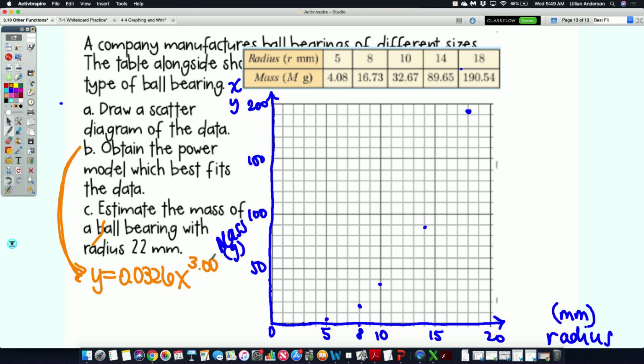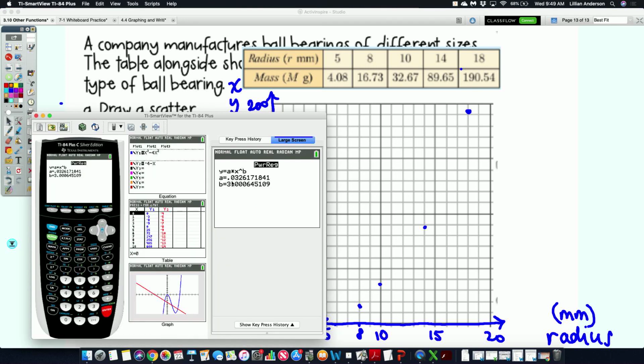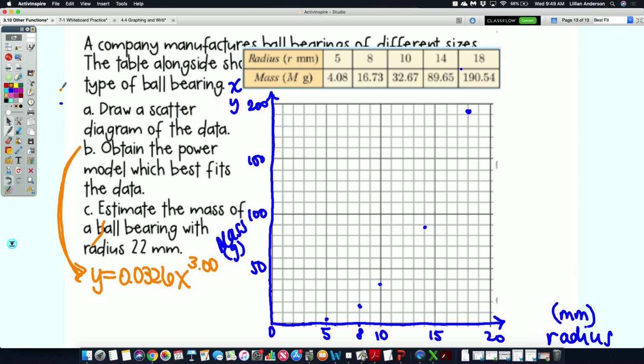Yes? How did you get 0.0326? From here. The first line tells you how the equation is written, and then you write it as such. And now you have your power equation.